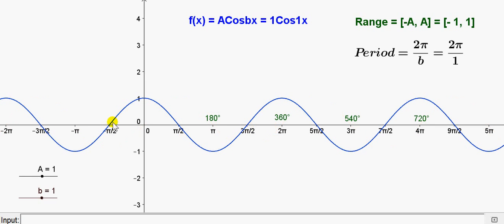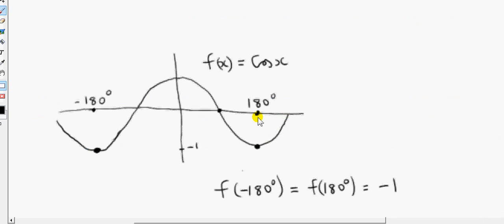Finally, I just want to briefly mention the graph of cos of x for negative values of x. Let's take 180 degrees. Now, the cos of 180 degrees, or pi radians, is minus 1. However, the cos of minus 180 degrees is also minus 1. We saw in a previous video that the cos of minus x is just the cos of x. So this is in a video on negative angles, if you want to look up the proof of this. The proof involves the unit circle.